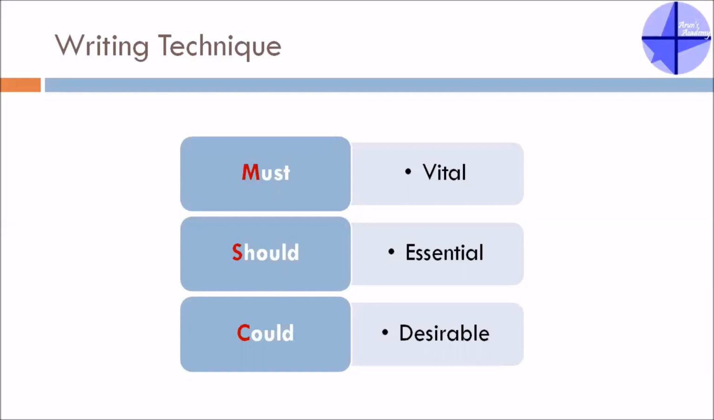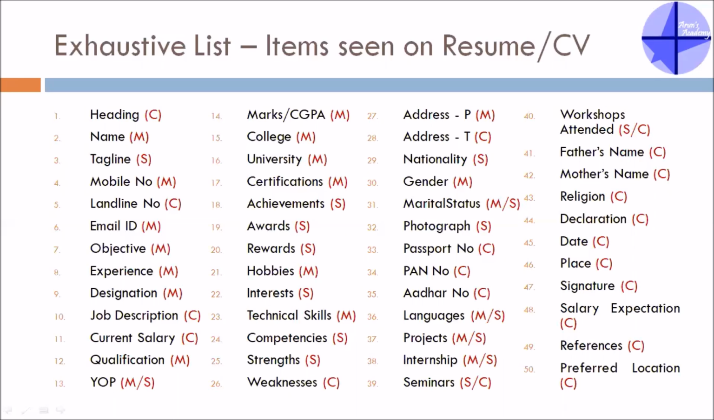Let us now use the same technique on the items we listed for resume building. Now you can understand so much information we think should be added in the resume are actually not necessary. M stands for must, S for should, and C for could. All information which have M, like name, mobile number, email ID, gender, etc. are mandatory to be added in a resume. All items which have S can be added or not depending on the situation or choice of the candidate.